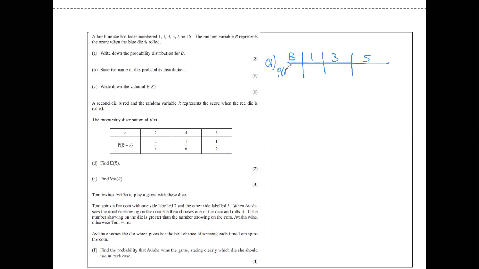So P(B = b) is equal to... how many times does 1 occur? This is actual data. What is the probability of getting 1? You need to count the number of times it occurs. It occurs 2 out of 6 times. Same thing, how many times does 3 occur? 2 out of 6 times. So the probability translates accordingly. And 5 also occurs 2 out of 6 times. So this is what we call a uniform distribution.